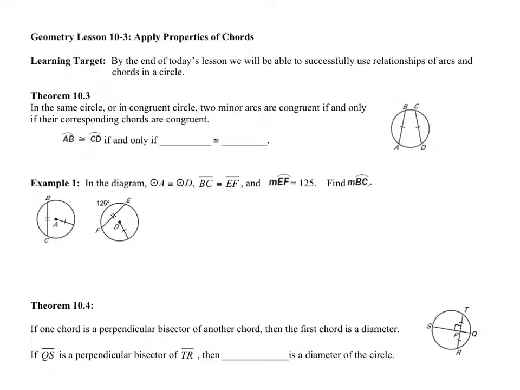if their corresponding chords are congruent. So if arc AB is congruent to arc CD, then we can say that the chords AB and DC are congruent to each other.